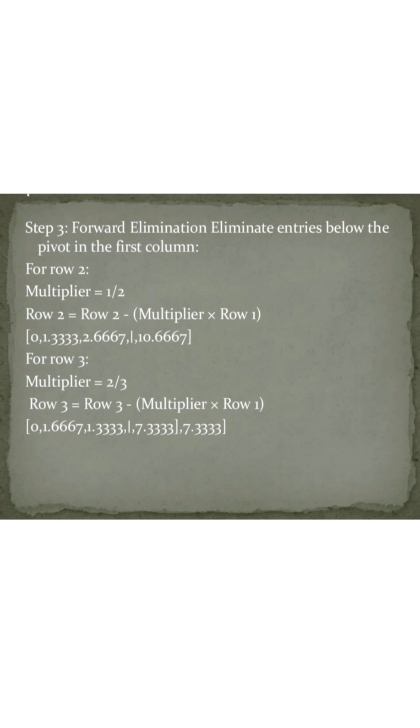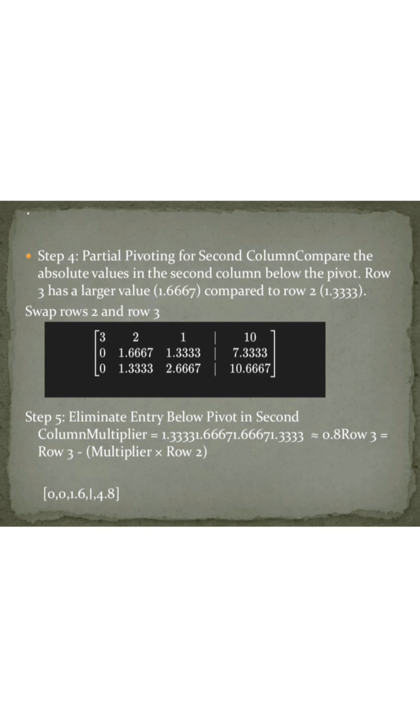Row 3 equals row 3 minus multiplier times row 1: 0, 1.6667, 1.333, 7.333. Step 4. Partial pivoting for the second column. Compare the absolute values in the second column below the pivot. Row 3 has a larger value, 1.6667, compared to row 2, 1.333. Swap row 2 and row 3.